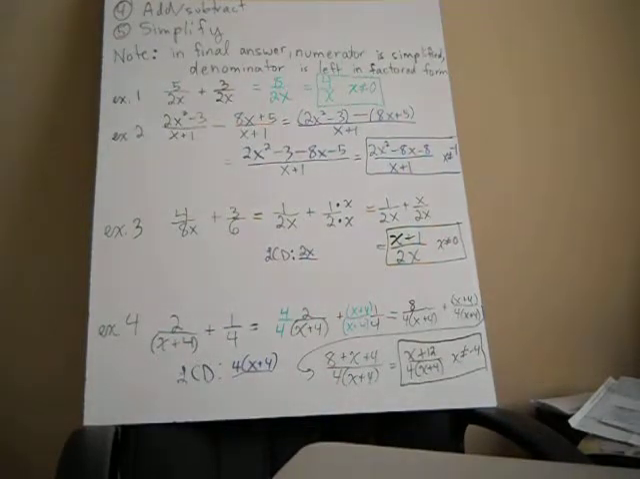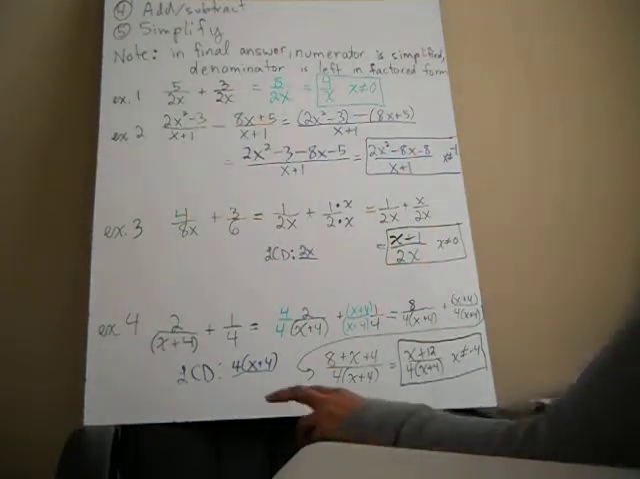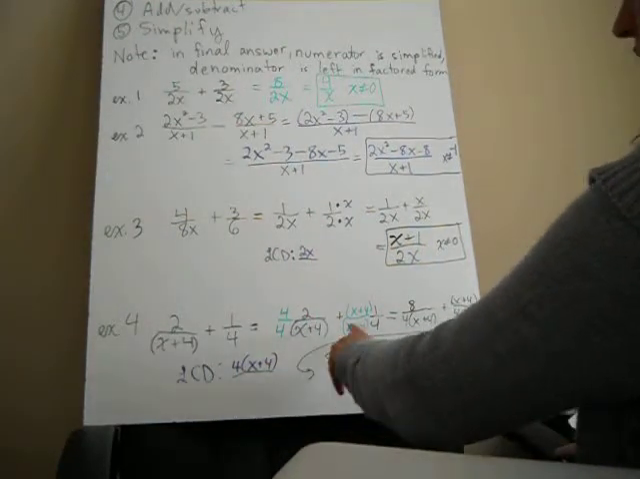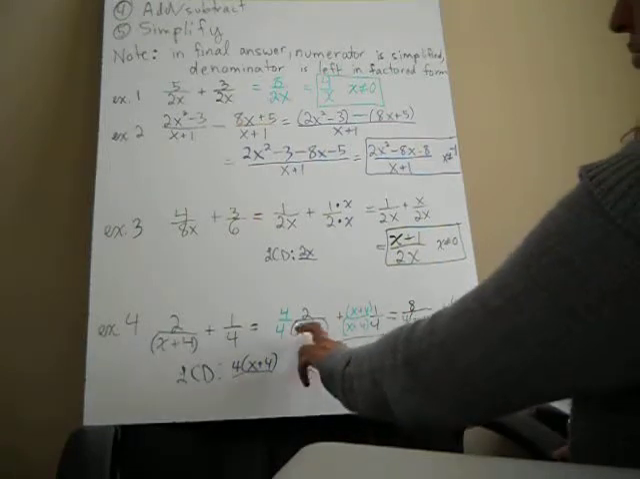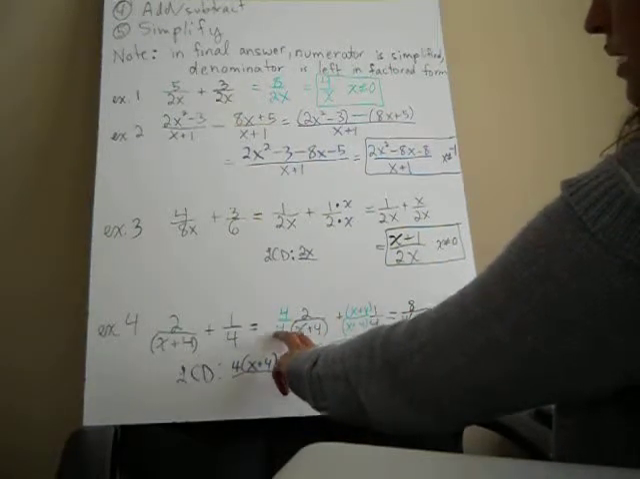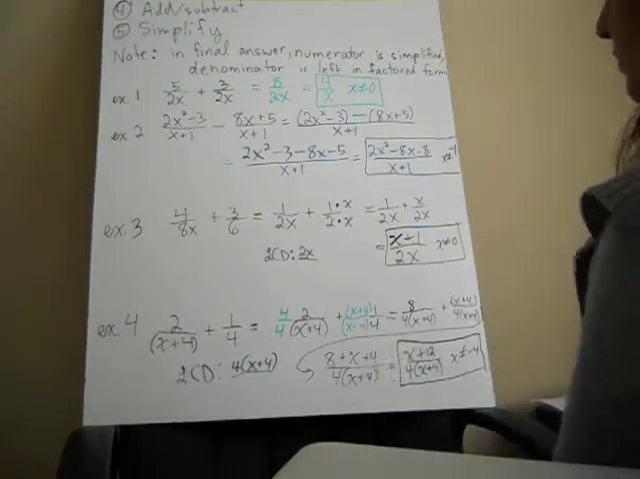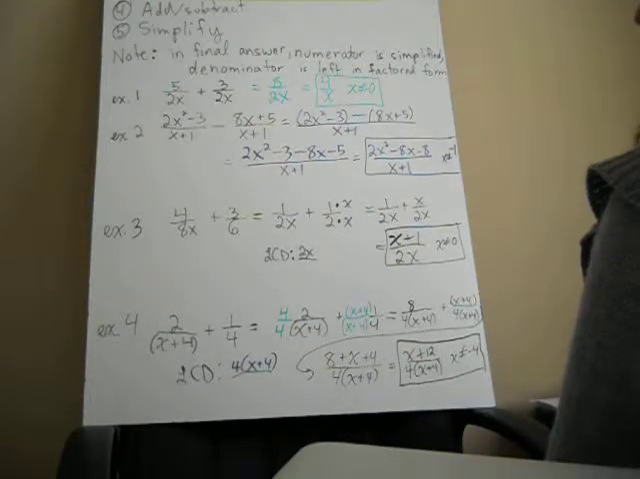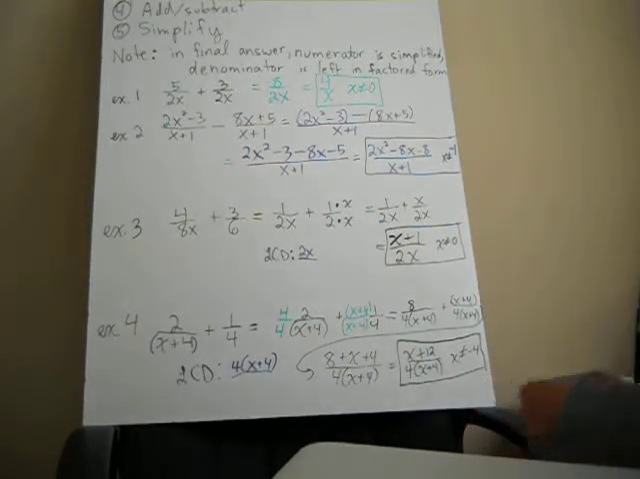Alright, so that's the first set. The key thing is getting your common denominator, and whatever you're missing to make it common, you multiply the numerator and the denominator by that. Alright, next set.